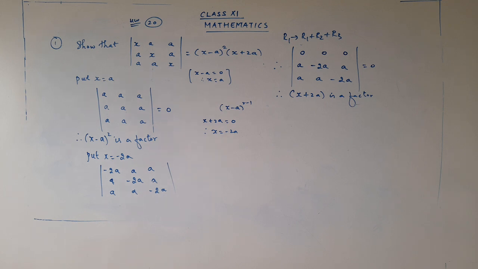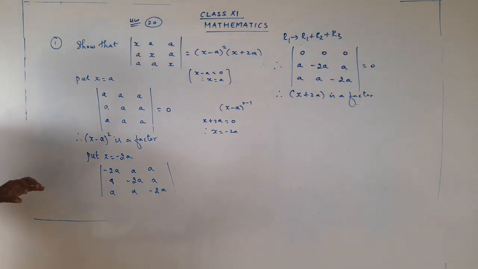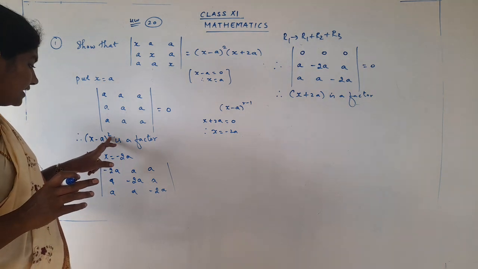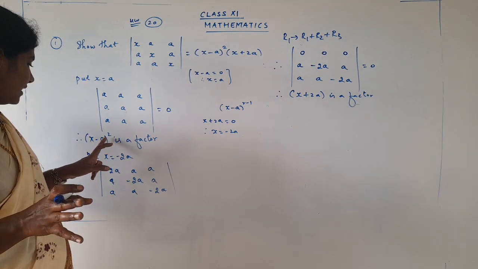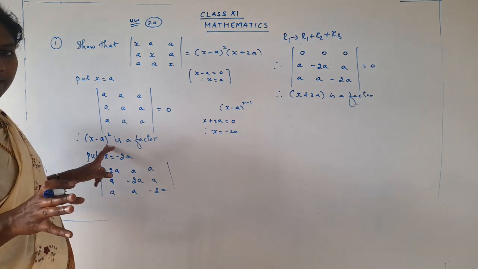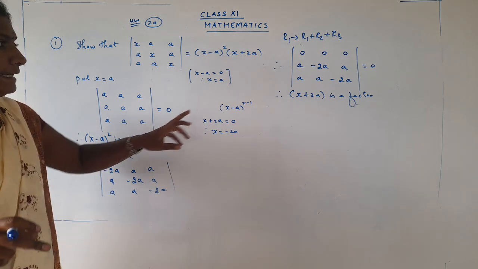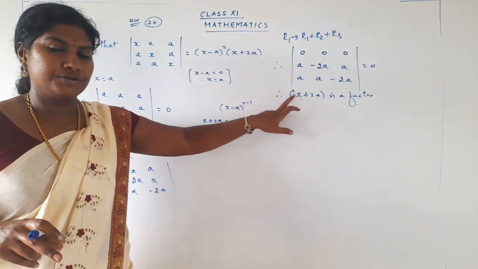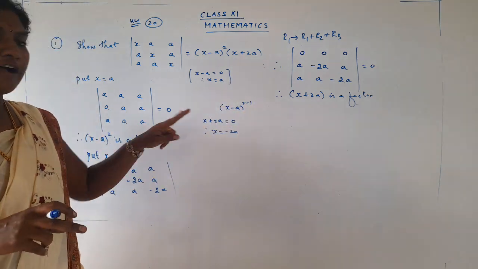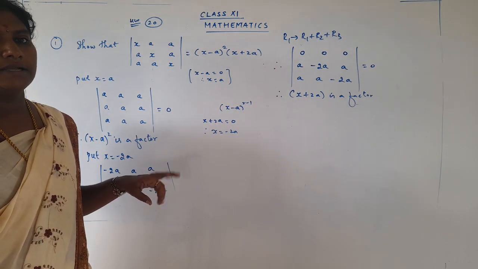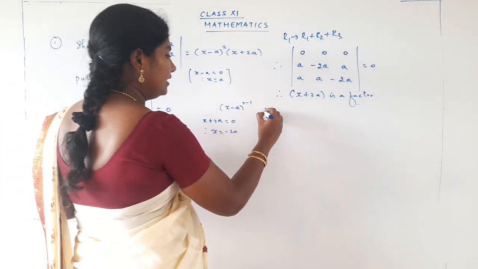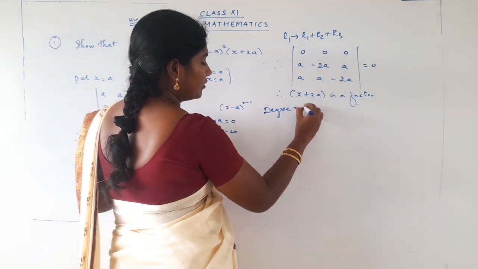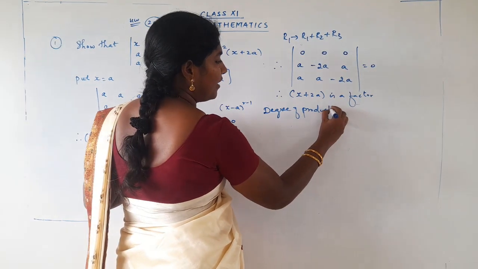Okay, now what we are going to do is, see here, they are asking you to find out the degree of the product of the factors. Just see here, what is the degree here? 2. That means when I expand the factor, I get x square minus 2ax plus a square. So x square. And here what is the power for x? It is 1. So when I multiply these two factors, I get the power of x is 3. That means the degree becomes 3. So what is the degree of product of factors?